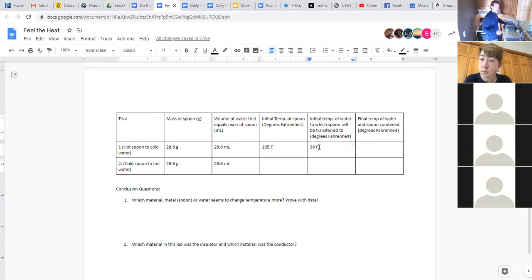So while I wait on this mixture to level out, what's giving energy to what? The hot spoon is giving energy to the cold water. Correct. Hot always goes to cold. So I put a hot spoon in cold water, and the thermometer is done moving, and it leveled out at 58 degrees Fahrenheit.